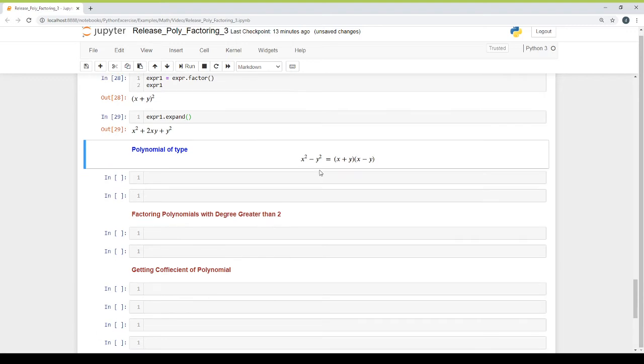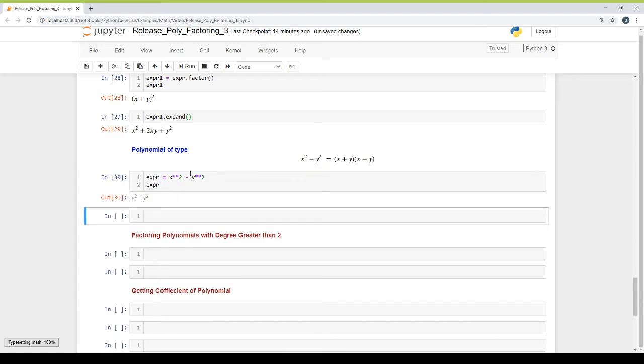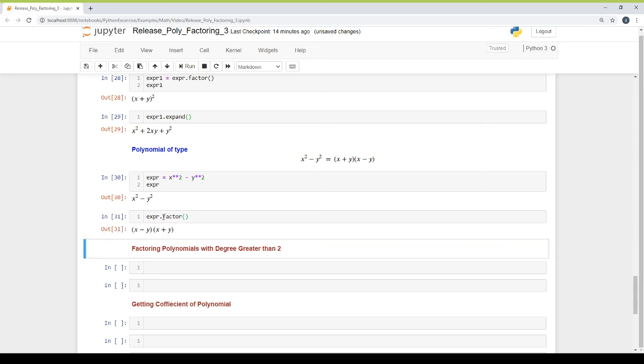Polynomial of type x square minus y square. expr is equal to x square minus y square. Enter this, expr dot factor, and the result is x minus y and x plus y.